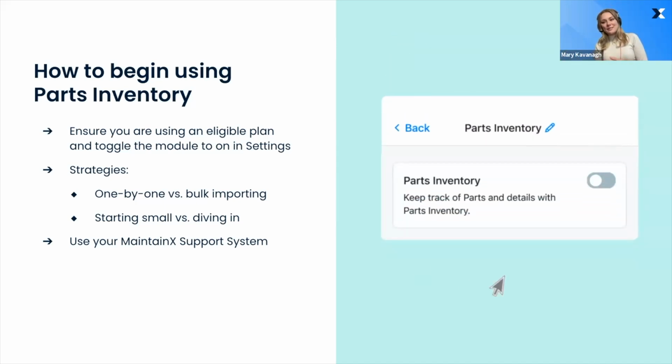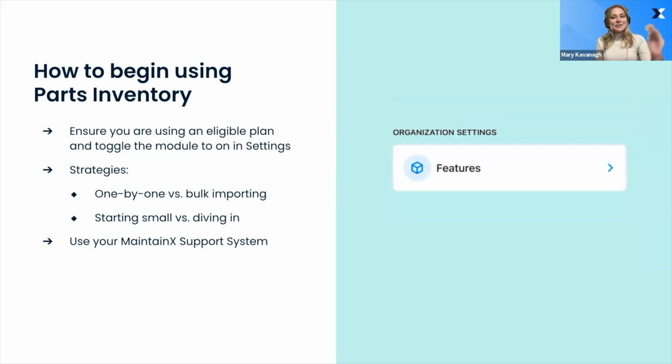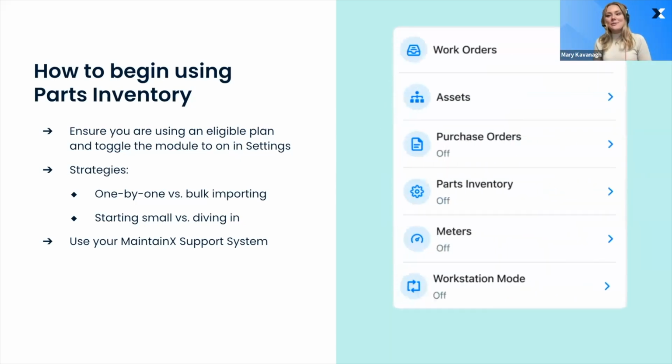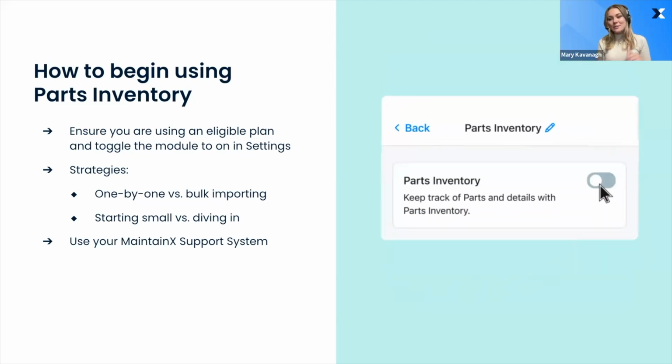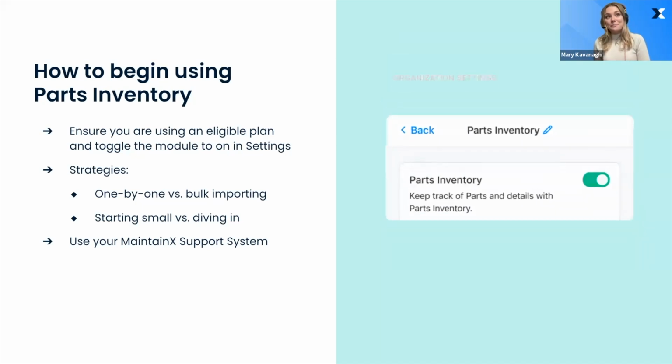Second strategy, diving right on in. If you're using an ERP system, if you have them in a spreadsheet, if you have some in MaintainX, some elsewhere, you can compile a massive list quite quickly and we can pull that into the system in one go. Hey, presto, all of your parts are in there and you're ready to start using them.